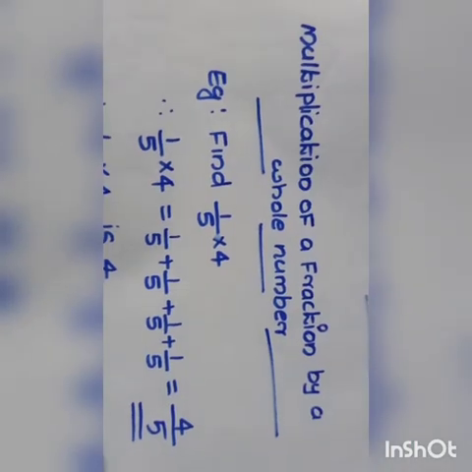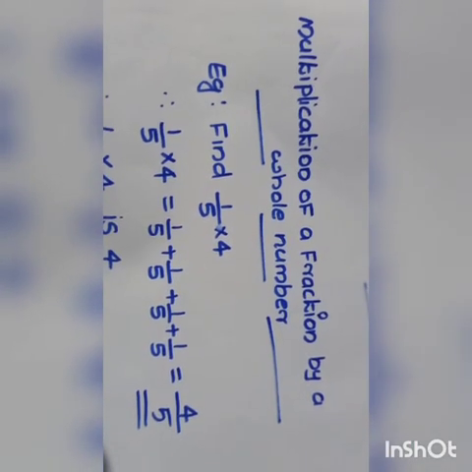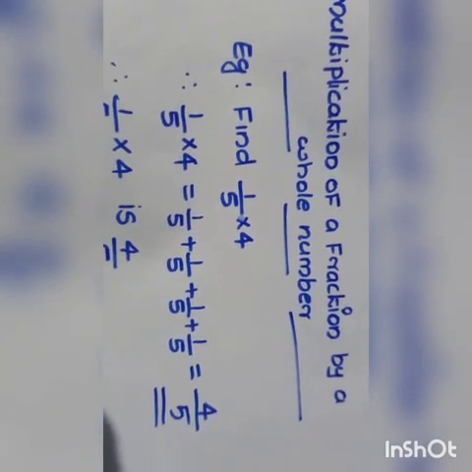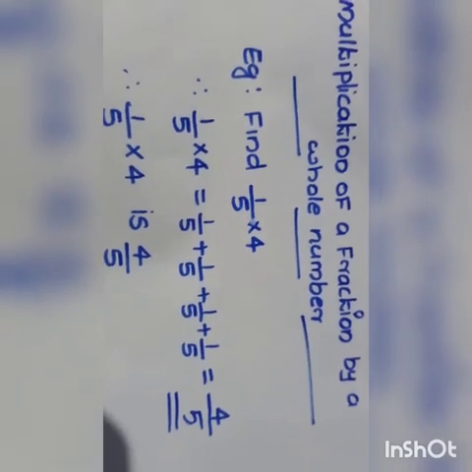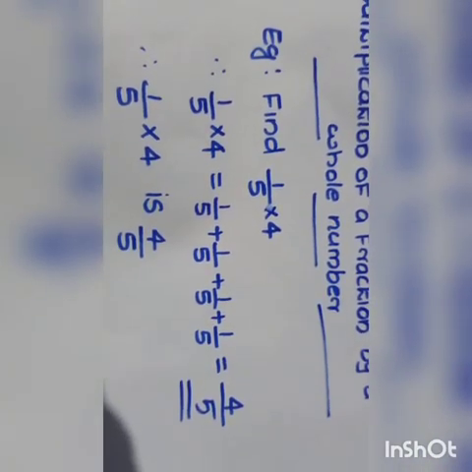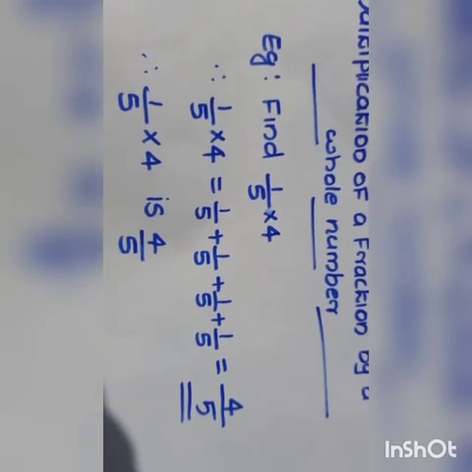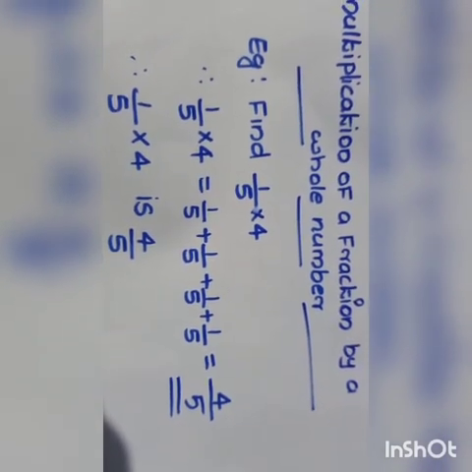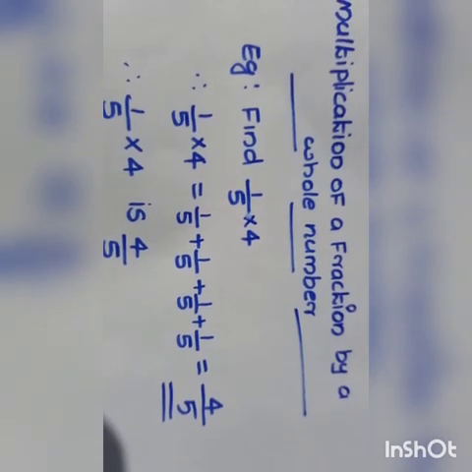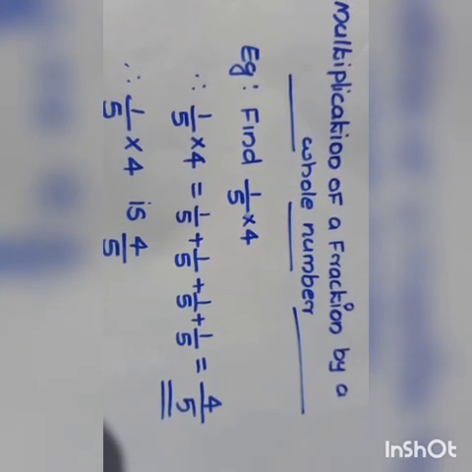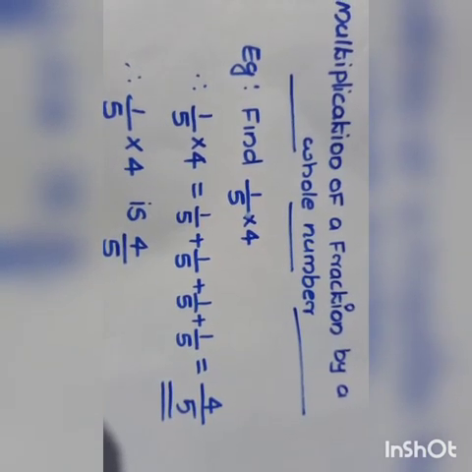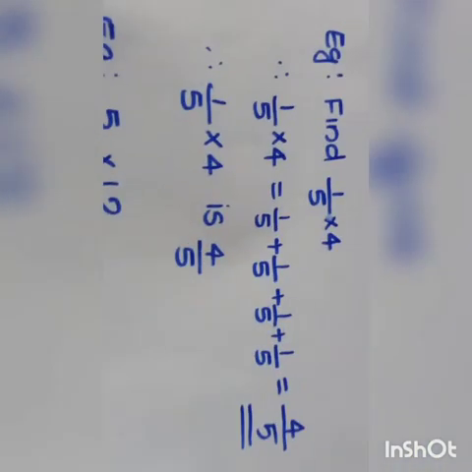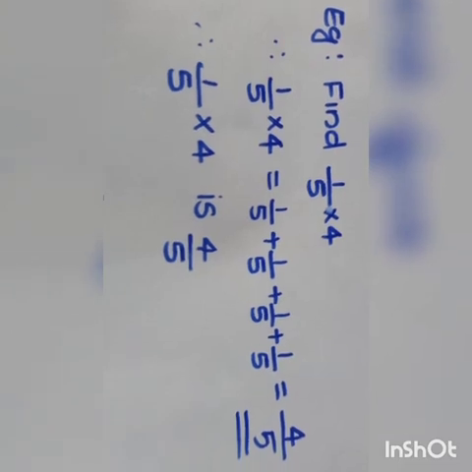I will tell you about multiplication of a fraction by a whole number. For example, find 1/5 into 4, which means 1/5 added 4 times. That is equal to 1/5 plus 1/5 plus 1/5 plus 1/5. All the denominators are the same, so we add the numerators: 1 plus 1 plus 1 plus 1 is 4, so 4 divided by 5. Therefore 1/5 into 4 is 4/5.